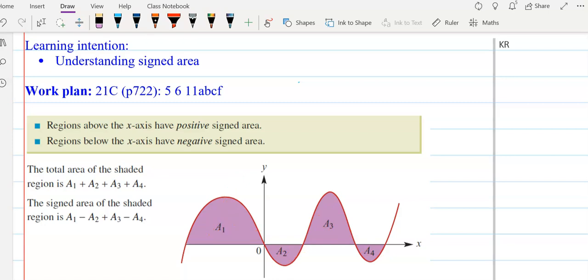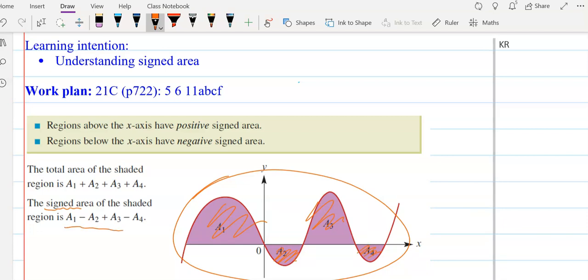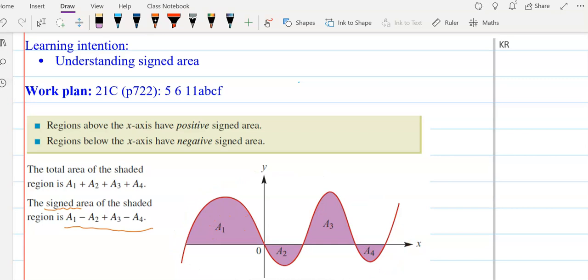And if I were to look at the signed area, it means anything above the x-axis is positive, anything below is negative. Therefore, the signed area of everything here is you add these two first on the top and then you take these areas away from it. So basically A1 minus A2 plus A3, but take A4 out of that.